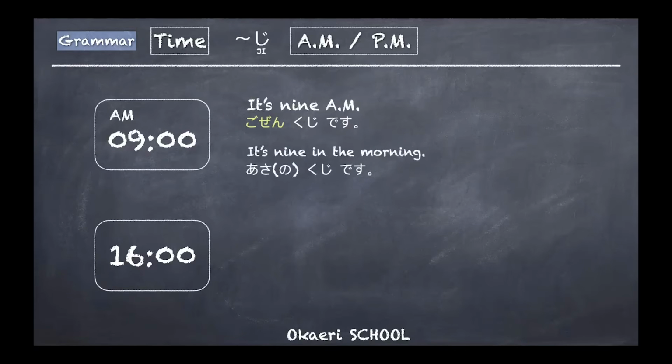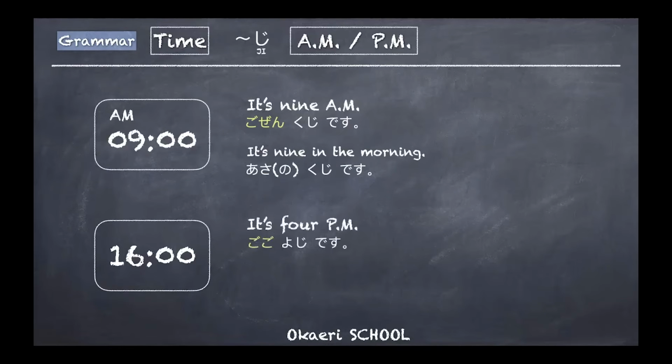Well, you say also it's 9 in the morning, right? You could also say that in Japanese. Morning in Japanese is asa. Sometimes we say asa no, with no as a connecting particle. You could use this: asa no 9時 desu or asa 9時 desu.